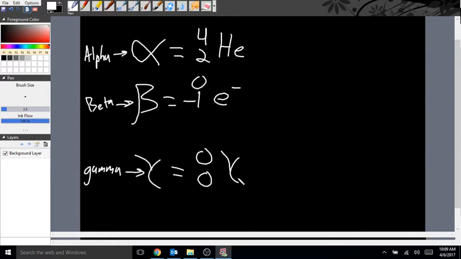All right, so these are the 3 main types of radioactive decay. Let's use these to actually predict what's going to happen to my carbon-14. So let's start with our carbon-14. We said it had a mass of 14, atomic number of 6. Let's say it undergoes alpha decay.